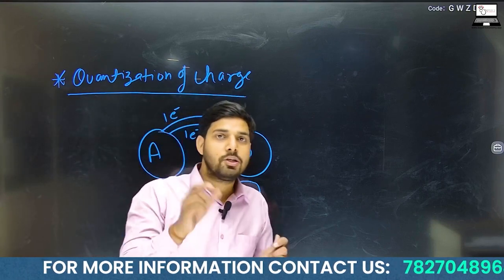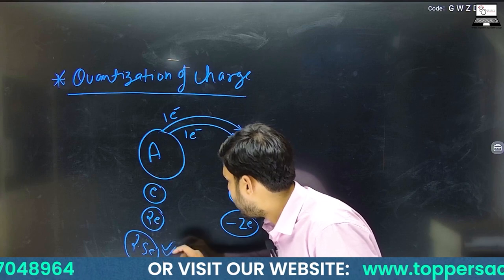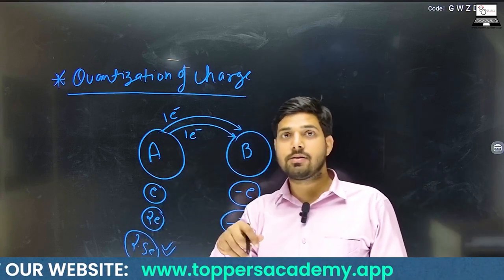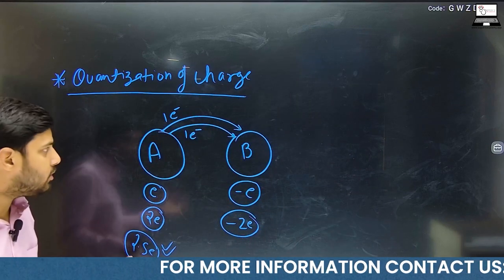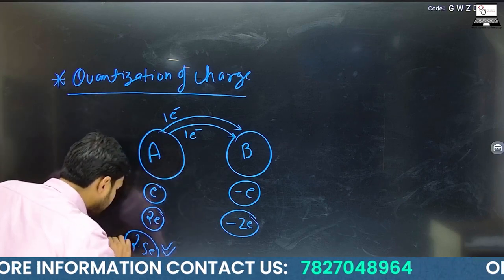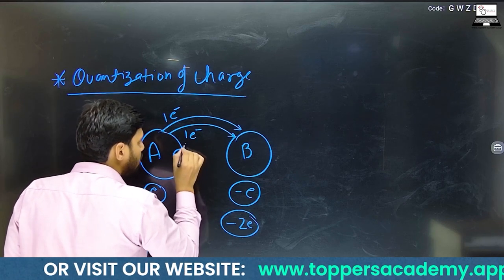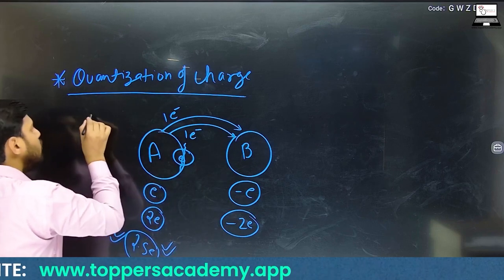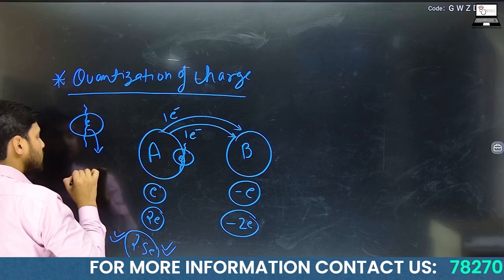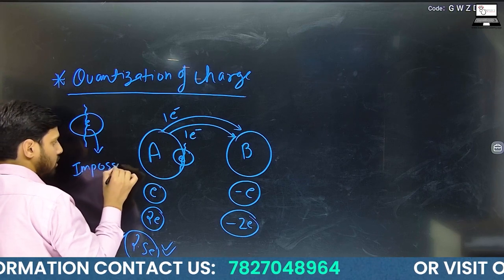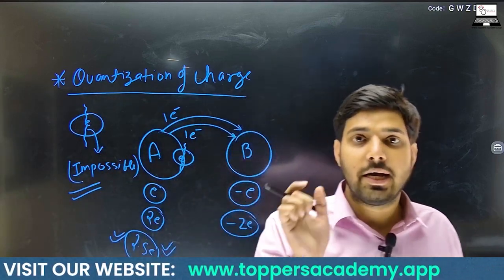The smallest unit of charge is e. But what about this? This charge is greater than e. But is it possible to exist in a body? Let's see. For this condition, you have to cut an electron into half. And this process is impossible. We can never cut an electron into half.